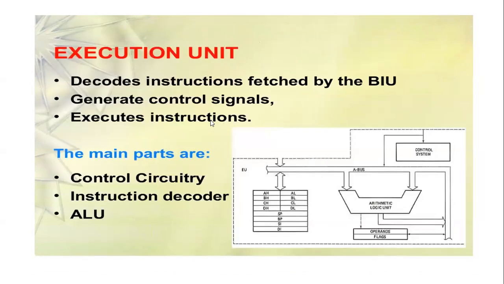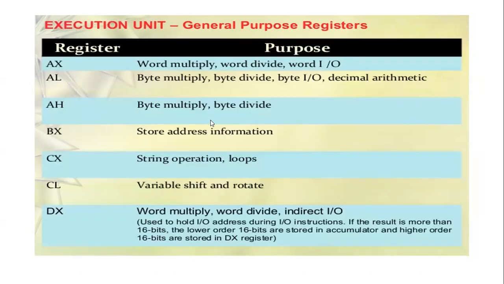Next, general purpose registers. There are a total of 8 general purpose registers. They are AH, AL, BH, BL, CH, CL, and DH, DL. These registers can be used individually to store 8-bit data and can be used in pairs to store 16-bit data.